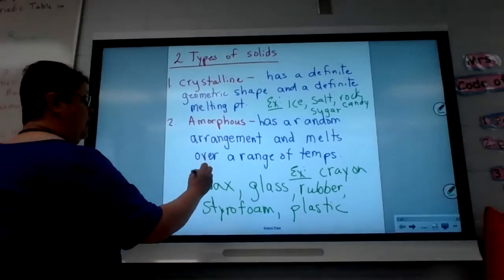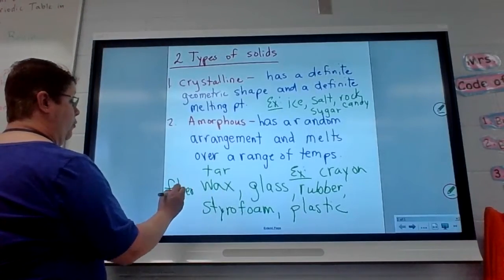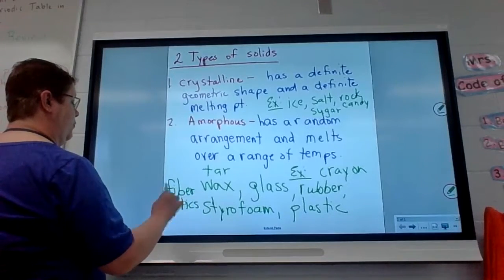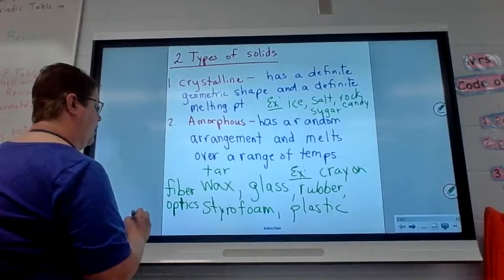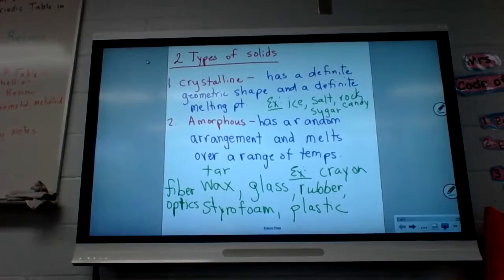A couple other ones are like tar. Fiber optics right now are one that most people should know because without them, technology would not be where it is today. All of our cable lines run through the ground or through the air. They get us cable networks. We need fiber optics to get those. Without it, we wouldn't have it. Those are amorphous solids.